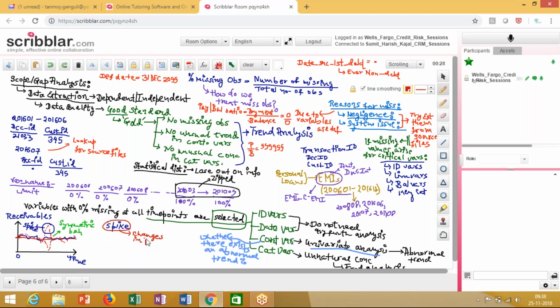Also, if there is a migration of databases, or the database changes or something like that happens, then again you can observe spikes. But if spikes are observed due to migration exercises, they can be sorted out using reconciliation exercises.